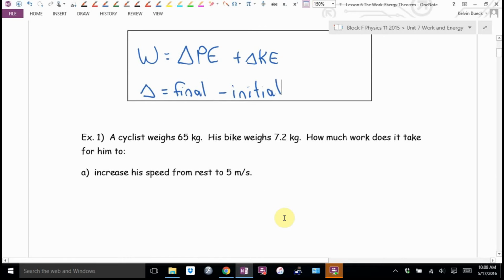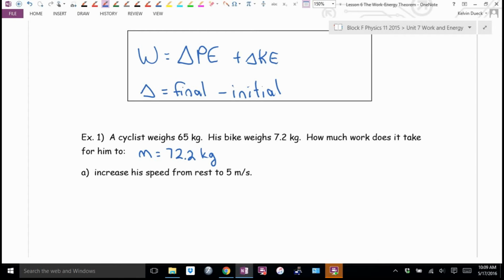So you ready, John? Let's do this one together. It says a cyclist weighs 65 kilograms. His bike weighs 7.2 kilograms. Before we even start, John, what's the total mass we're talking about here? Can someone go 65 plus 7.2? Okay, John, let's write that down: 72.2 kilograms.